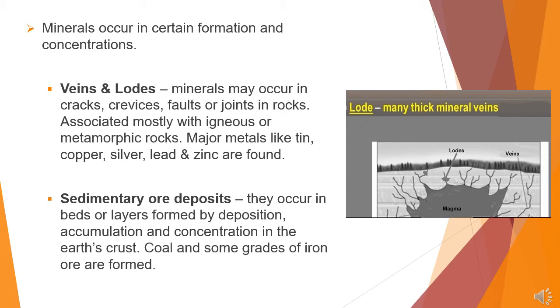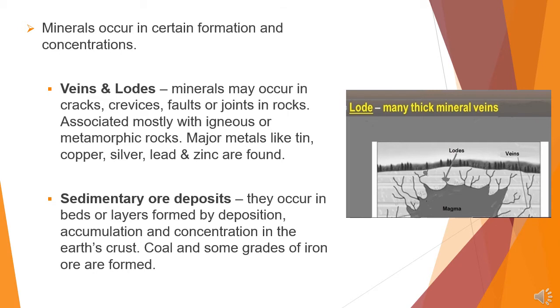Next is sedimentary ore deposits. They occur in beds or layers formed by deposition, that is collection, accumulation and concentration in the earth's crust. So they occur either in the formation of beds or in layers. Okay, in the earth's crust they collect. So coal and some grades of iron ore are formed in sedimentary deposits.